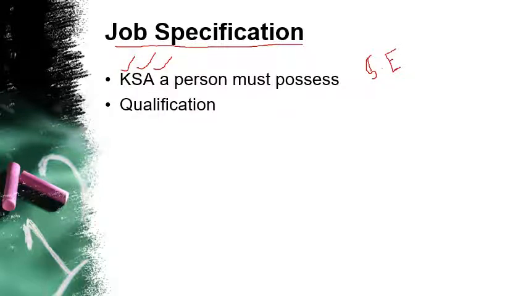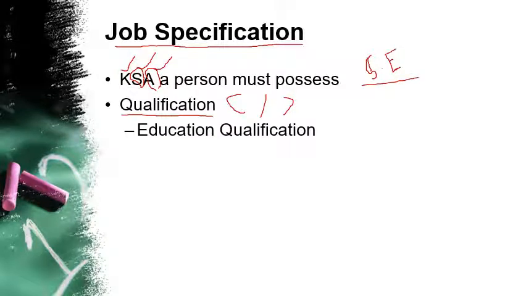So the knowledge about the insurance products and services, and the skill: what skills are required, such as good selling skill. The ability: what is the list of abilities the person has to have. Qualification: whether you are looking for a graduate or a postgraduate, etc. So those are the qualifications required for a sales executive.